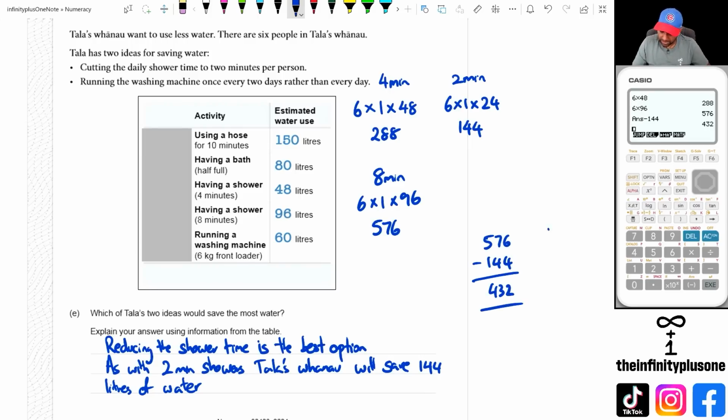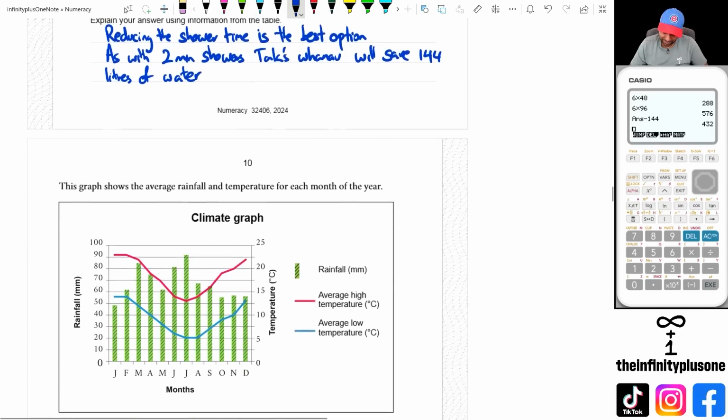of water. As for the other one, if they drop from 4-minute showers to 2-minute showers, then they save 144 liters of water. So yeah, and that's actually quite true. We've noticed a massive decrease in our water bill since we dropped our shower times. Not going to say how long I take the shower for, but it is quite a significant difference by halving your times for your showers.